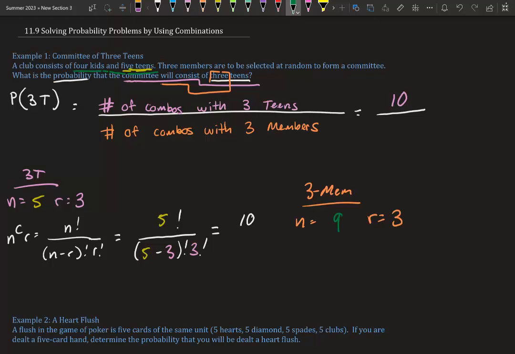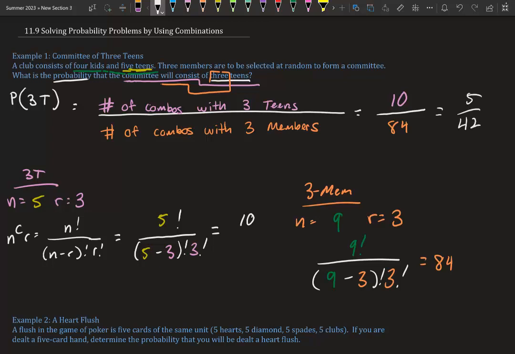So that means we have 9 factorial over 9 minus 3 factorial, 3 factorial. And you get 84. Now 10 and 84 are both even, so if you divide by 2, you get 5 over 42. You can no longer simplify because 5 is prime. So the probability of a 3-teen committee is 5 over 42.